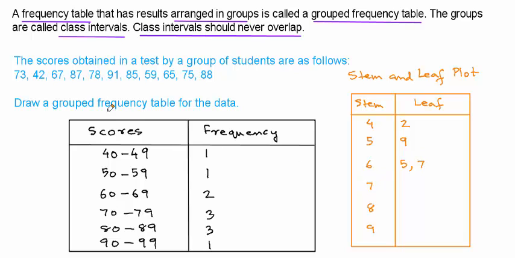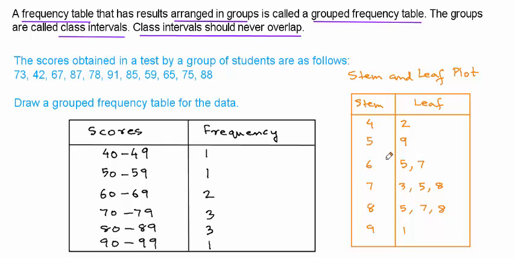Similarly, for the 70s, we have a 73, we have a 78, and we also have a 75. So I'm going to order them 3, 5, 8. That reads as 73, 75, and 78. For the 80s, we have a 87, 85, and 88. So 85, 87, 88, and there's only one score in the 90s, that's 91.